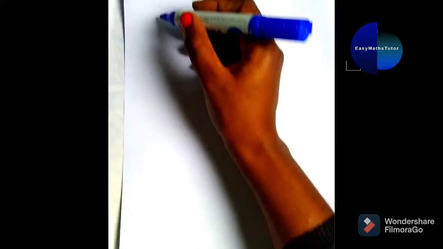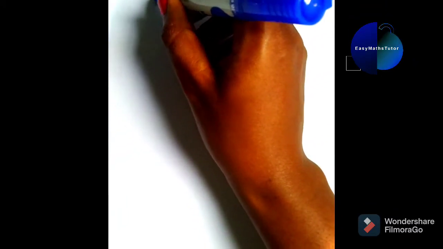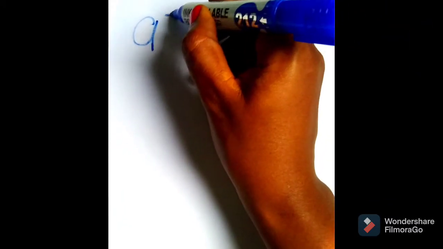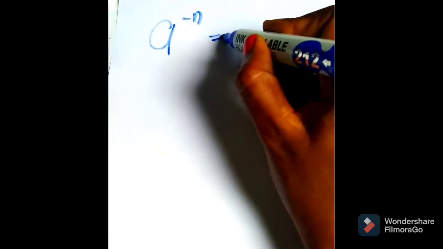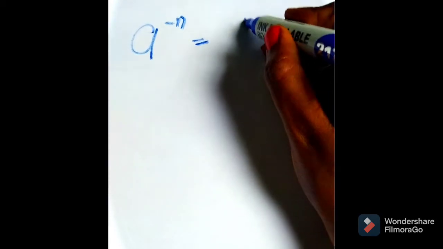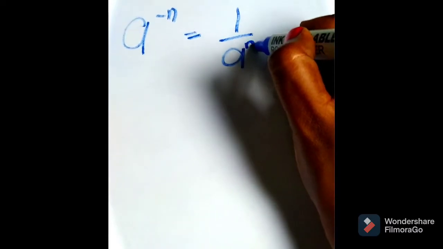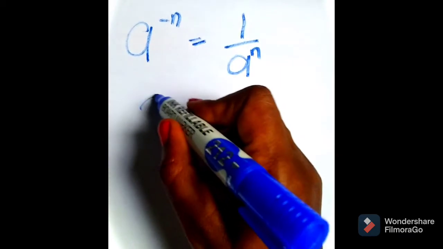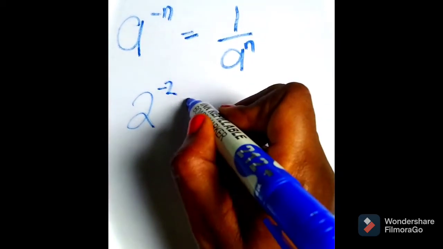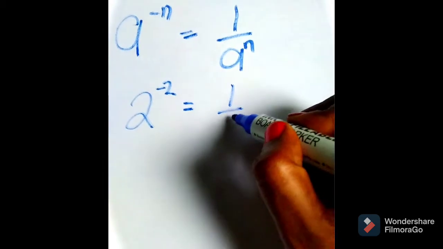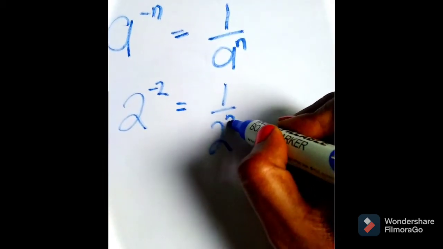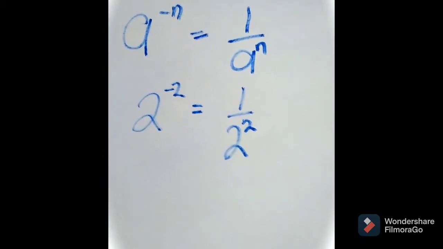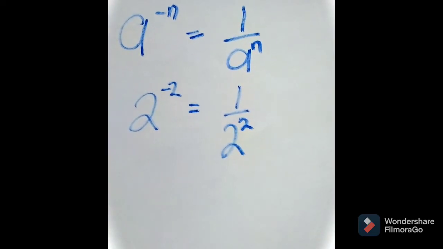And then we have the negative rule. That rule says that a raised to power minus n is equal to 1 all over a raised to power n. For example, 2 raised to power minus 2 is the same thing as 1 all over 2 raised to power 2. So these are the rules.